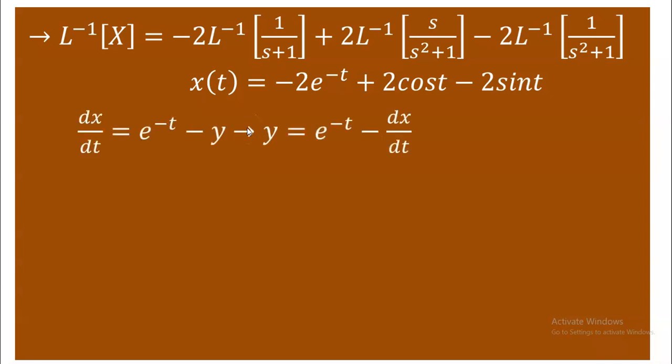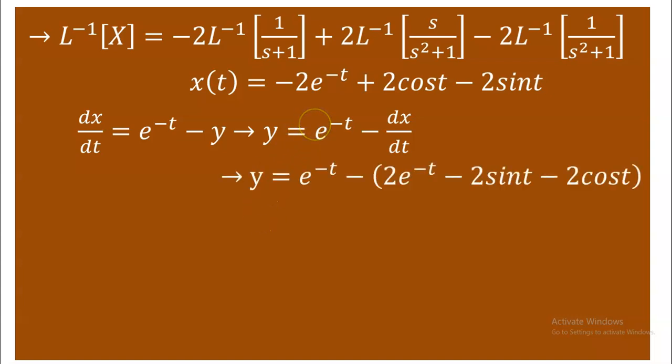Let's see. From the first equation of system 1, dx over dt is e to the power of minus t minus y. So solving this for y, y is going to be e to the power of minus t minus dx over dt. And we knew what x is. So dx over dt is the derivative of this one with respect to t. So derive this and subtract the derivative expression from e to the power of minus t. And this determines what y is going to be.